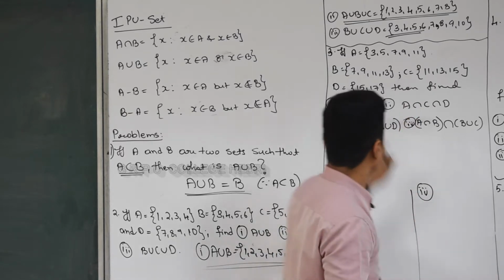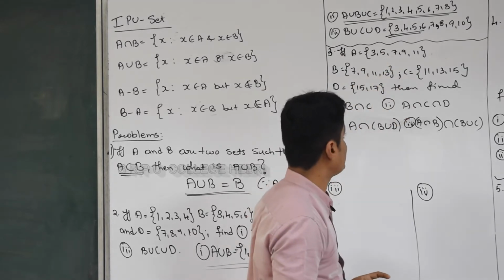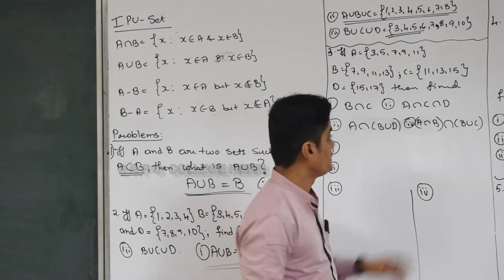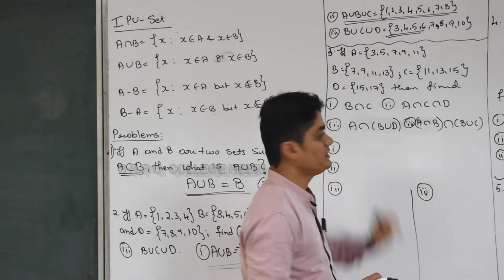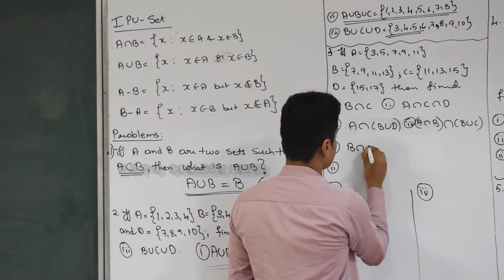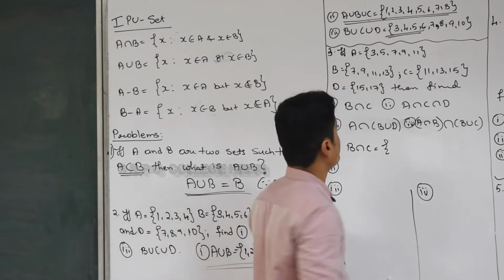So next question: if A is equal to {3, 5, 7, 9, 11}, B is {7, 9, 11, 13}, C is equal to {11, 13, 15}, D is equal to {15, 17}, then find. Here we need intersection of the sets. The first is B intersection C. Intersection means you are going to take the common elements between B and C.